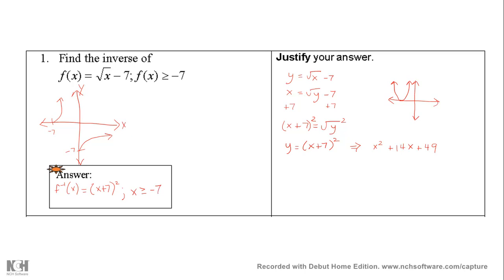Notice that the range of the original f of x changed to the domain of the inverse of f of x. Okay, and that would be our answer.